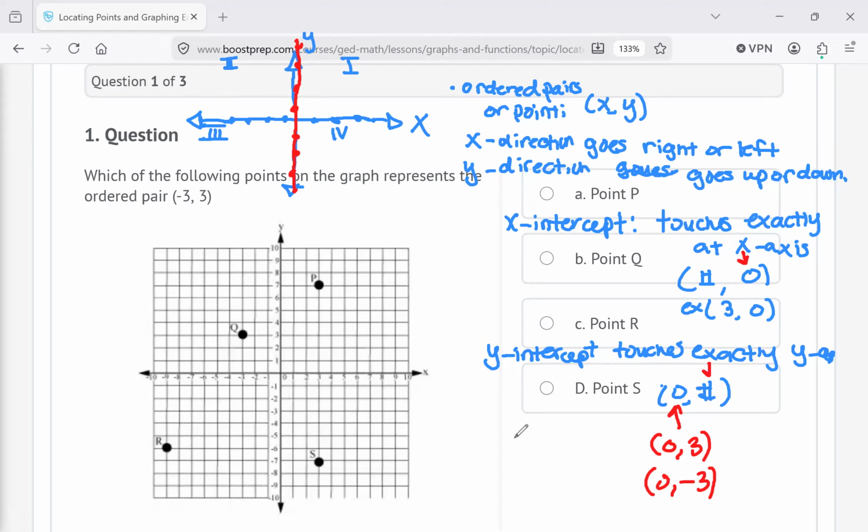What else? Oh, origin. If you ever hear the word origin, that is right smack in the middle, or it's also called the center. 0, 0. And then lastly, horizontal line and vertical line. What do I mean by horizontal line? This is a horizontal line like this. It goes completely horizontal. So how do you know you have a horizontal line?